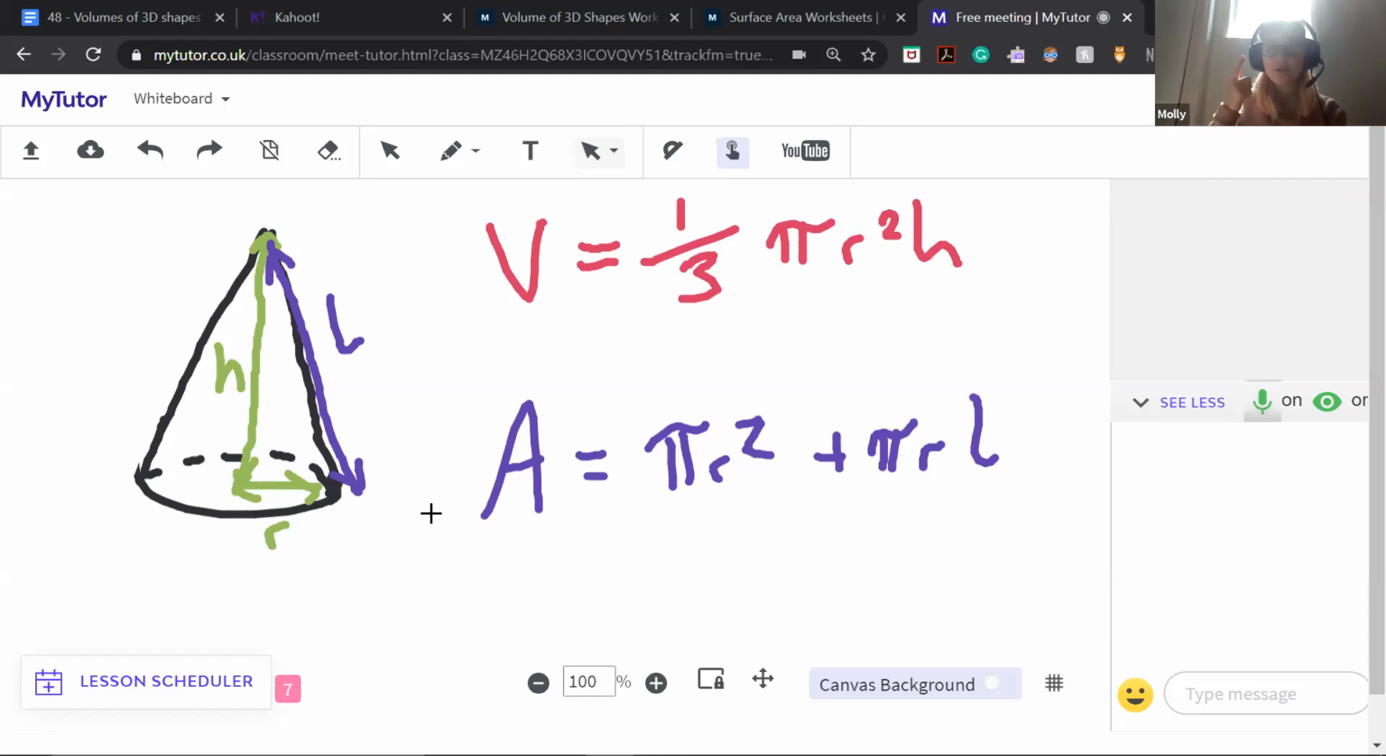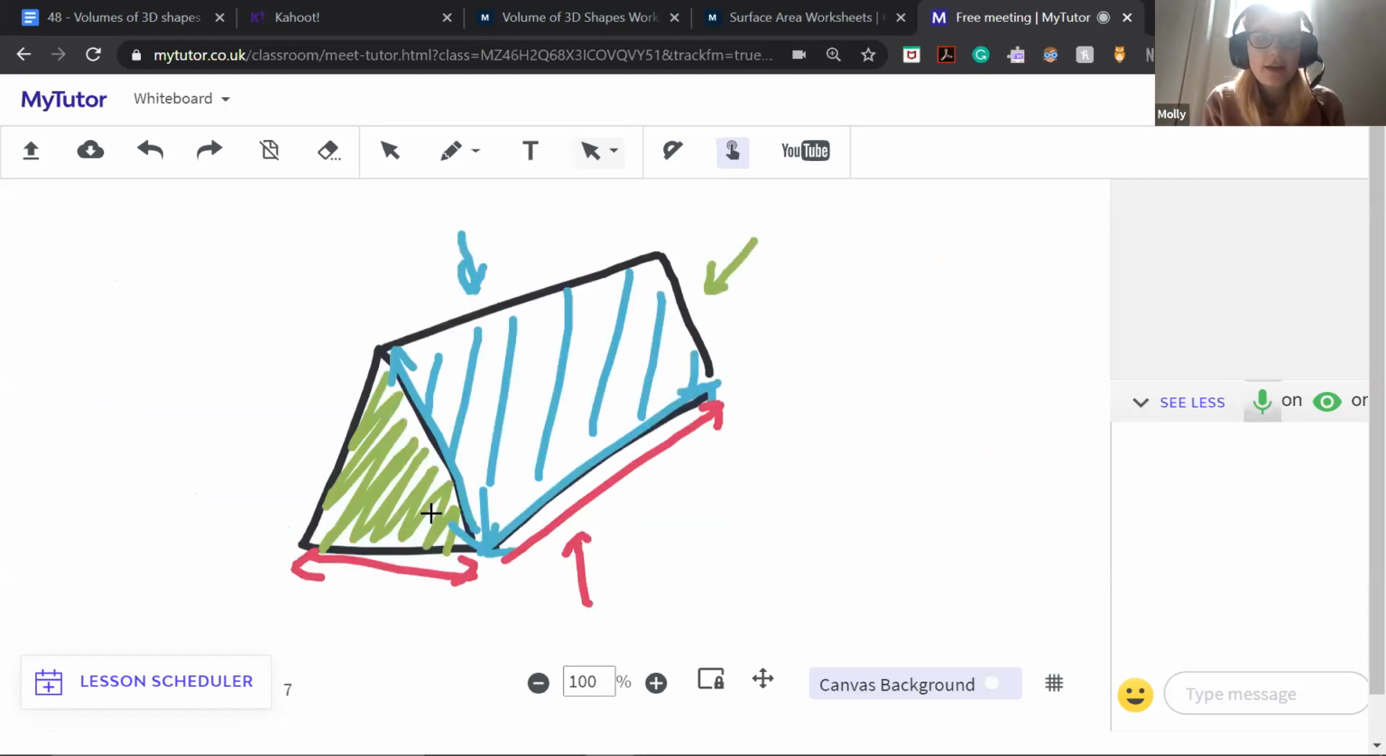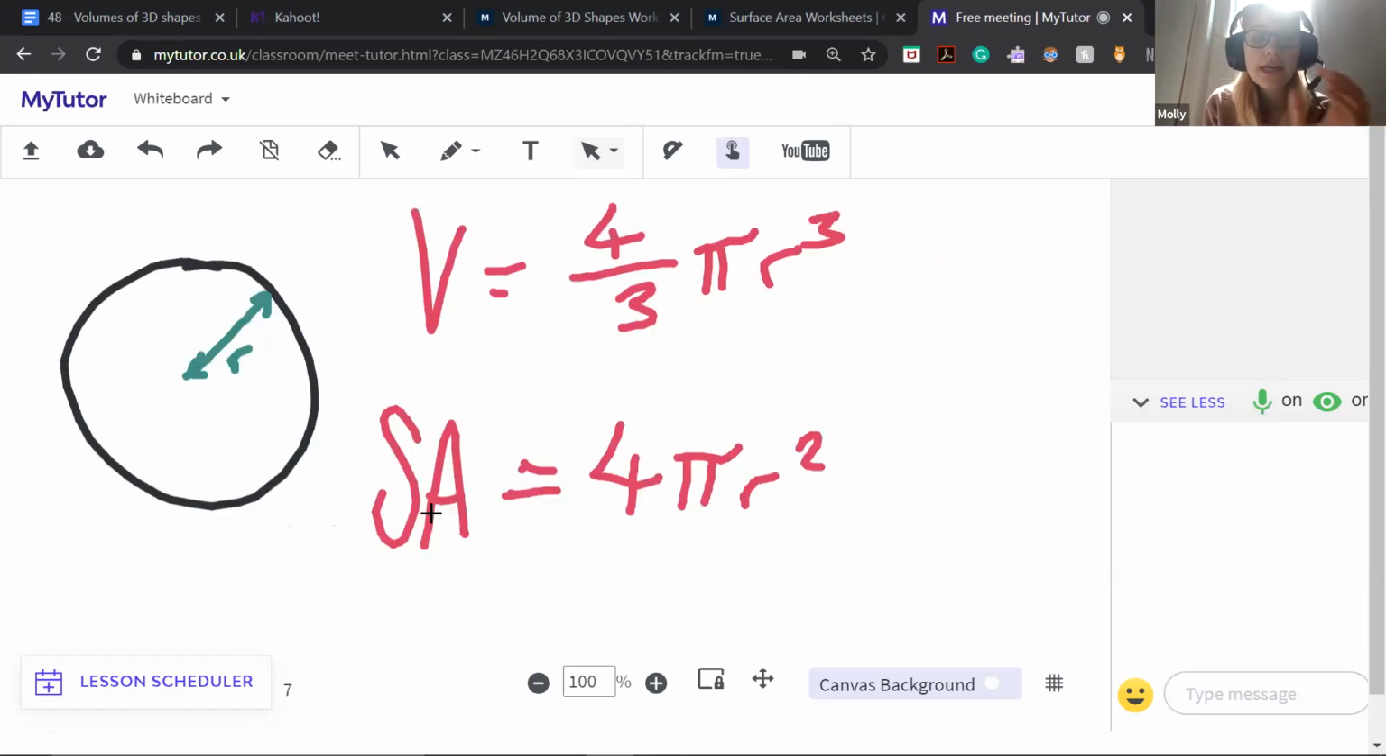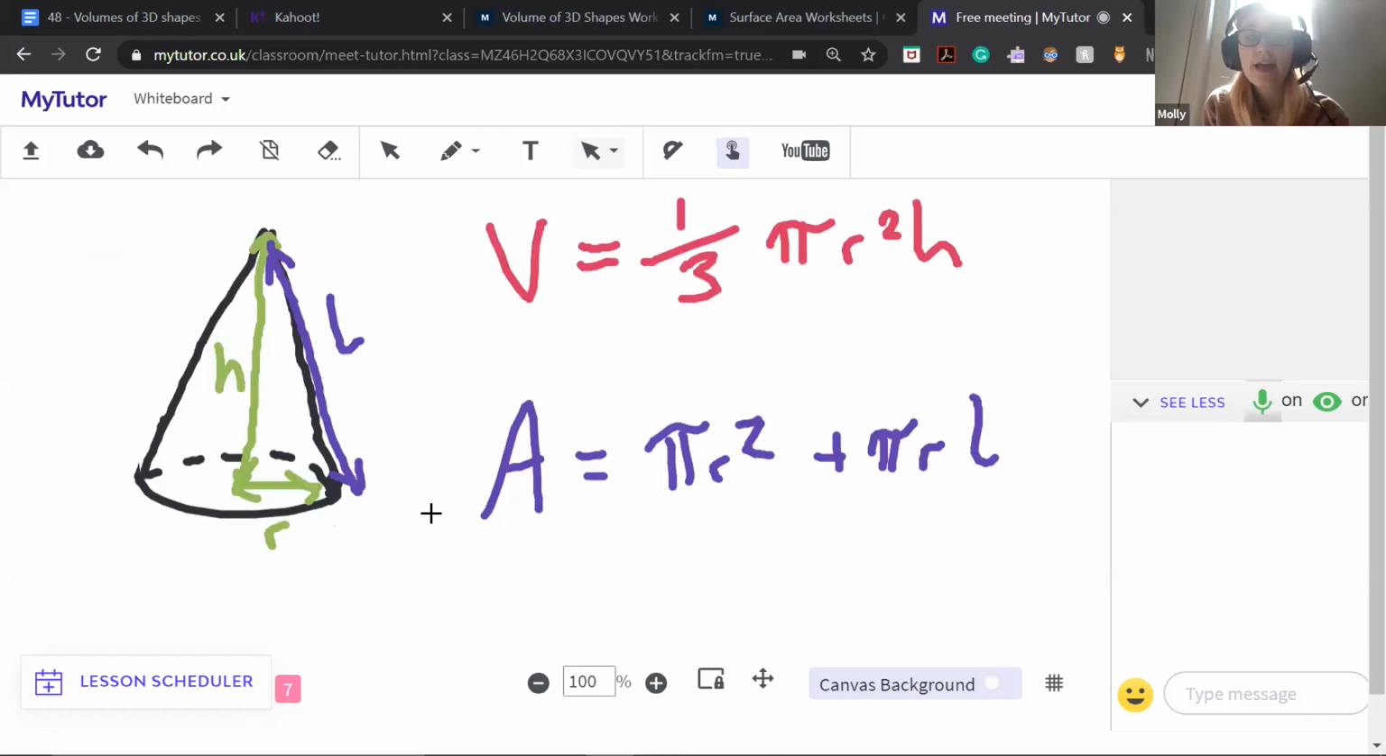So key things that you need to remember or have written down from today: this thing about the prism, that is the area times L, these formulas for spheres, and these formulas for cones. And now we'll get into some questions. So first of all, does that all make sense? Everything that we've gone over there. Just let me know in the chat if there's anything that you want me to revisit.